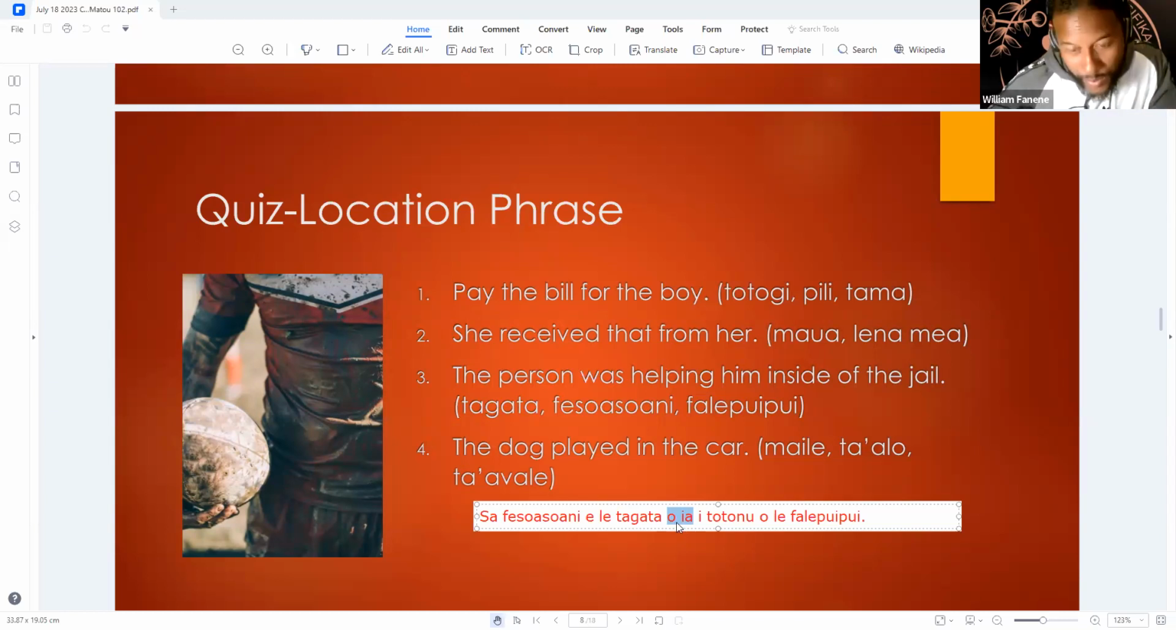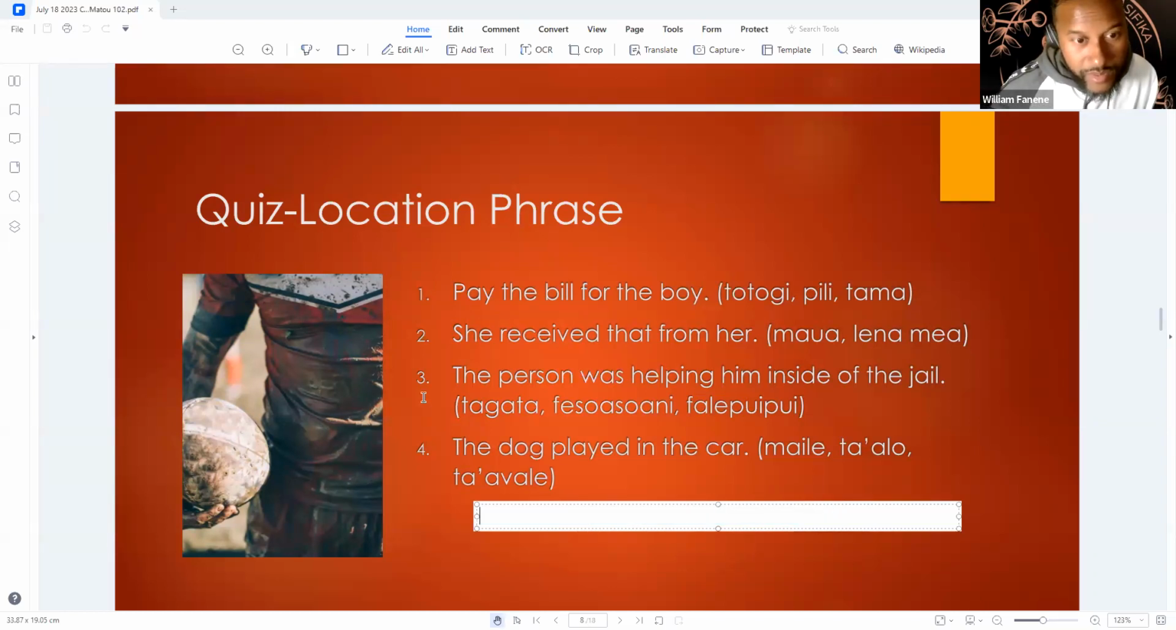Or there's another way people would say it, like helping to him. So fesosoani, dang, we don't have enough time for me to explain that. We'll leave that for now. Two minutes left. Let's go to the dog played in the car. The dog played in the car or inside of the car. However you word it. How will we say that?